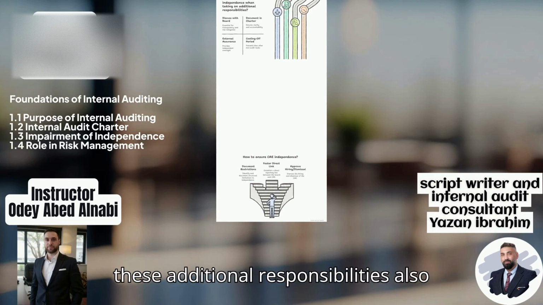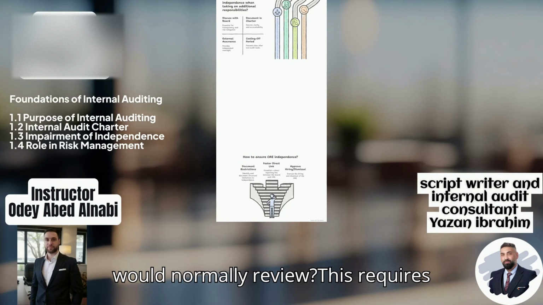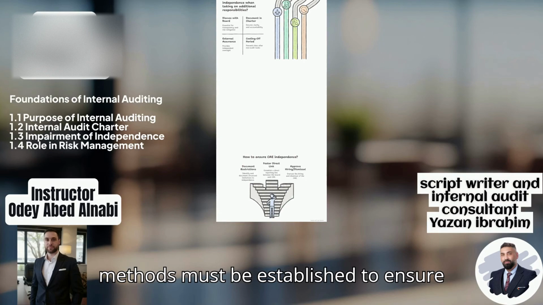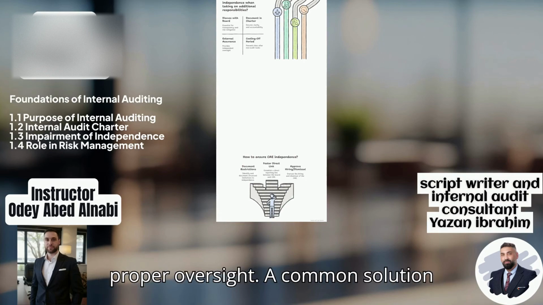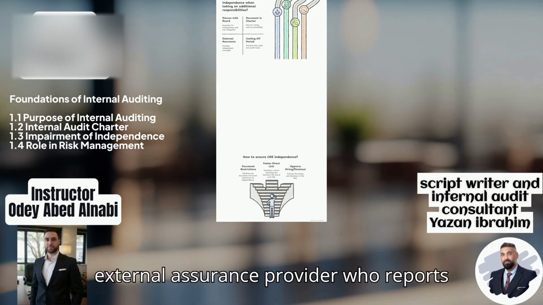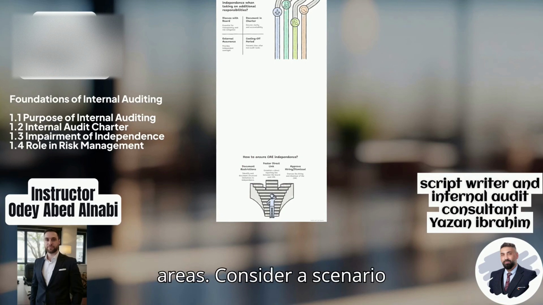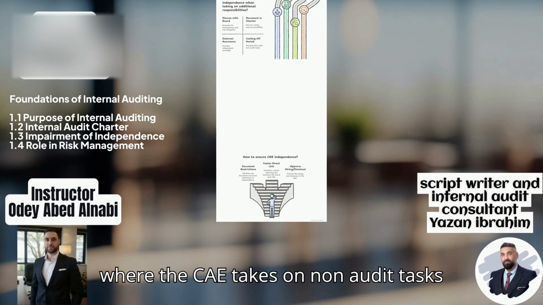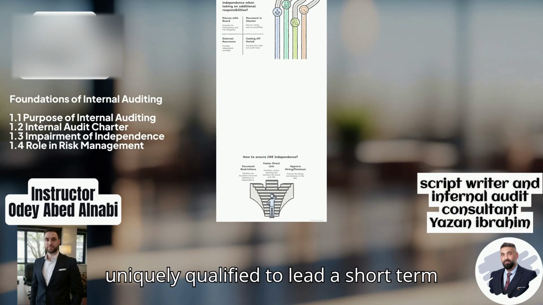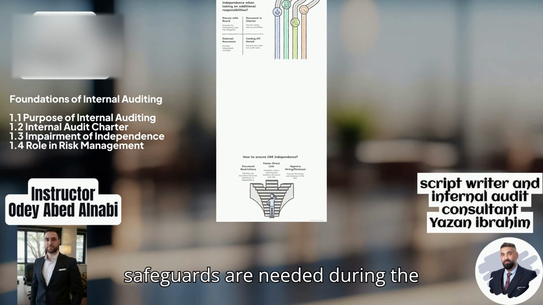What happens if these additional responsibilities also fall under areas that internal audit would normally review? This requires careful handling. Alternative methods must be established to ensure proper oversight. A common solution is to bring in an independent and skilled external assurance provider who reports directly to the board for those specific areas. Consider a scenario where the CAE takes on non-audit tasks temporarily. Perhaps they are uniquely qualified to lead a short-term project. Even here, safeguards are needed.